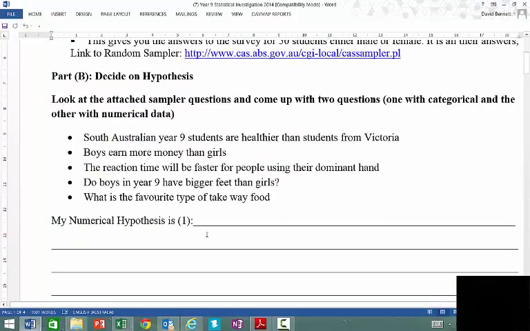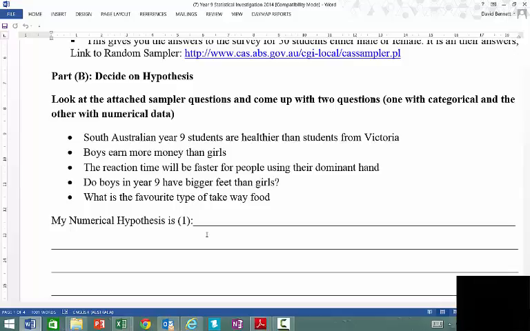So I've given a couple of examples here. South Australian Year 9 students are healthier than Year 9. I don't know how you'd prove that, but it's a good question. Boys earn more money than girls. You could easily find that information by comparing two different samples, one where you collect it for boys and the other one you collect it for girls.